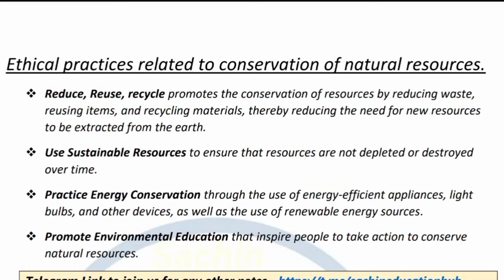Why? Because they are depleting over time. They are depleting very early, they are being destroyed very soon. So you have to understand the usage of these things in today's world. So please carefully manage these types of resources and use them sustainably, so that your environment will be safe and your natural resources will be conserved.